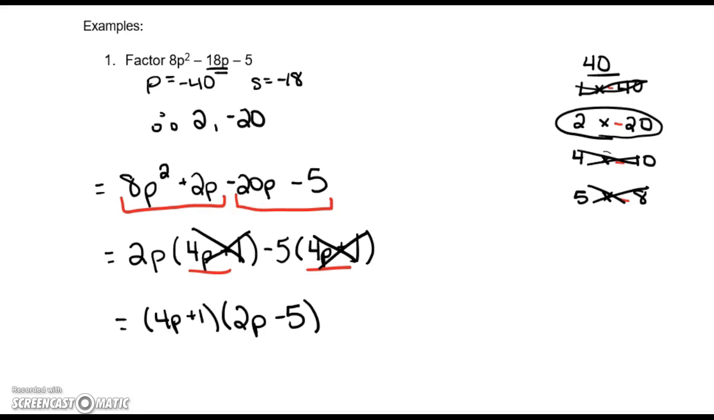Just to quickly recap what we just learned: when we're using decomposition, this is just a big fancy way of saying we have one small change to our steps from the product sum method. And we have to use decomposition when we have an a value, so when there's a number in front of the variable that's squared in your trinomial.